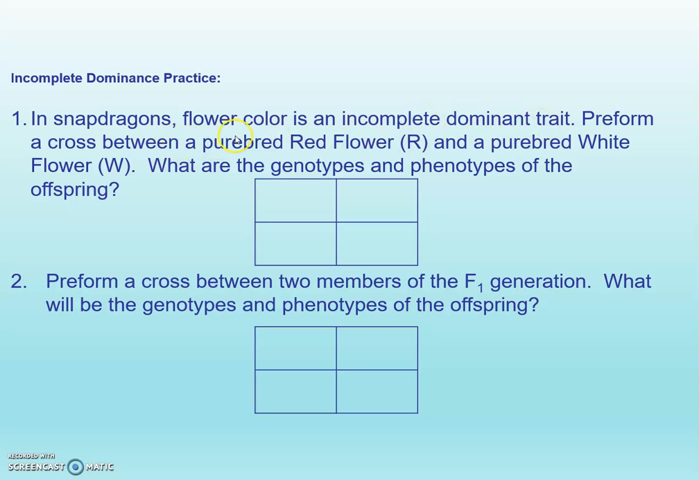Form a cross between a homozygous red flower, big R, and a homozygous white flower, big W. And then what will be the genotypes and phenotypes of the offspring? So whatever you get in this box. Then for the second part of this, perform a cross between two members of the F1 generation. So take two of these guys from here and just drop them down. And then what will be the genotypes and phenotypes of the offspring? So basically that's your F2 generation. So once you've done that, then we'll go over this.